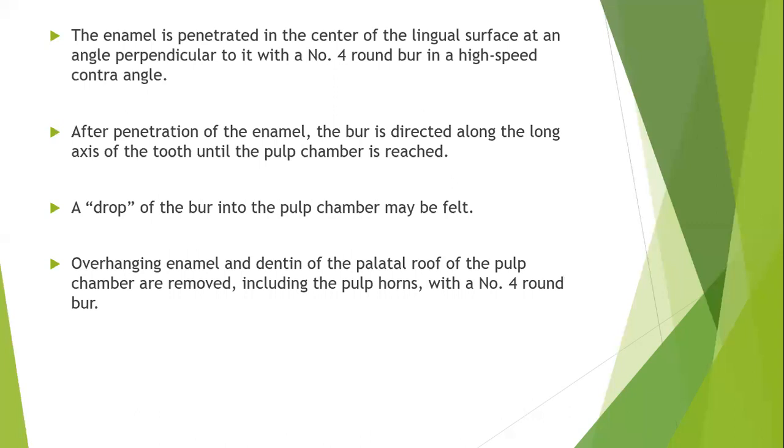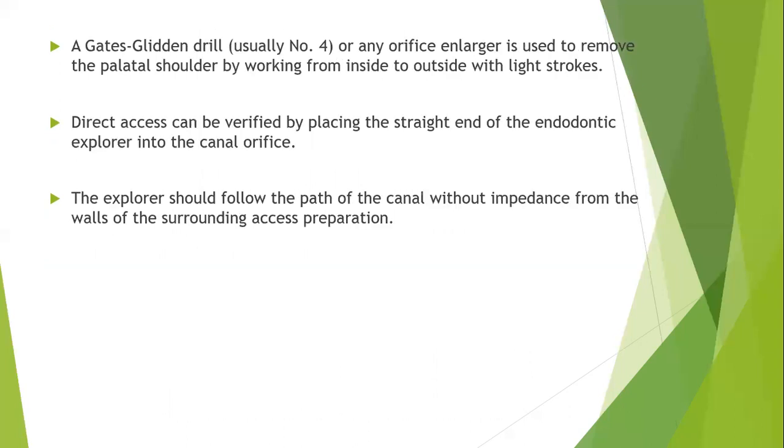Overhanging enamel and dentin of the palatal roof of the pulp chamber are removed with a number 4 round burr. A Gates Glidden drill or any orifice enlarger can be used to remove the palatal shoulder by working from inside to outside with light strokes. Direct access can be verified by placing the straight end of the endodontic explorer into the canal orifice, and the explorer should follow the path of the canal without impedance from the walls of the surrounding access preparation.